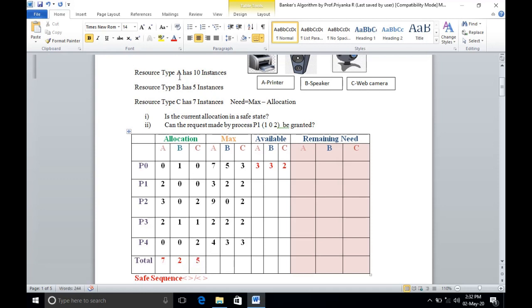Now we have 10 instances of resource type A, 5 instances of resource type B, and 7 instances of resource type C. Okay, so we are supposed to subtract the current allocation from the maximum available instances in the system. So 10 minus 7 will give us 3, 5 minus 2 will give us 3, 7 minus 5 will give us 2. So this is how you are supposed to calculate the available if the available data has not been given in the question.